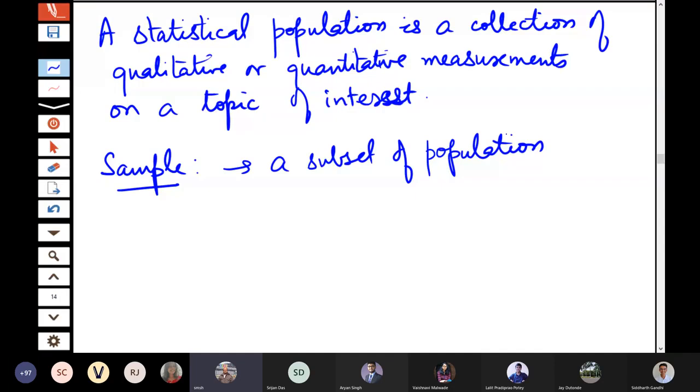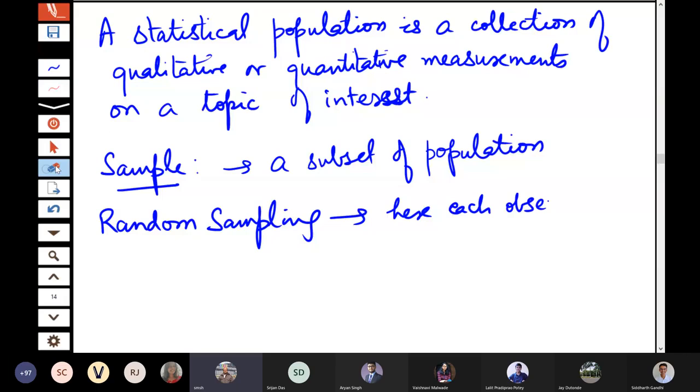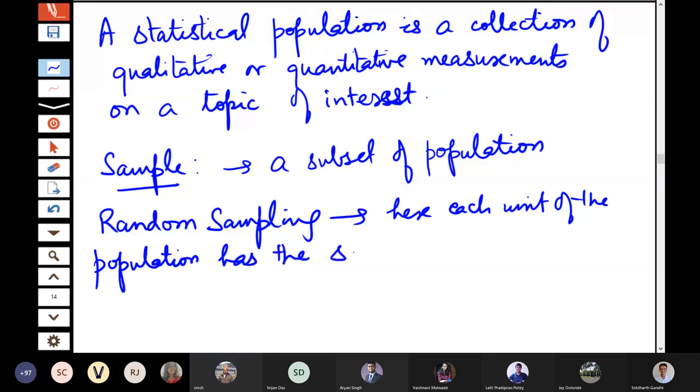So for that, the statisticians devised a method called random sampling. That means you should choose the sample in such a way that each unit of the population has the same probability of getting selected into the sample. So, random sampling: here each unit of the population has the same probability of getting selected into the sample.